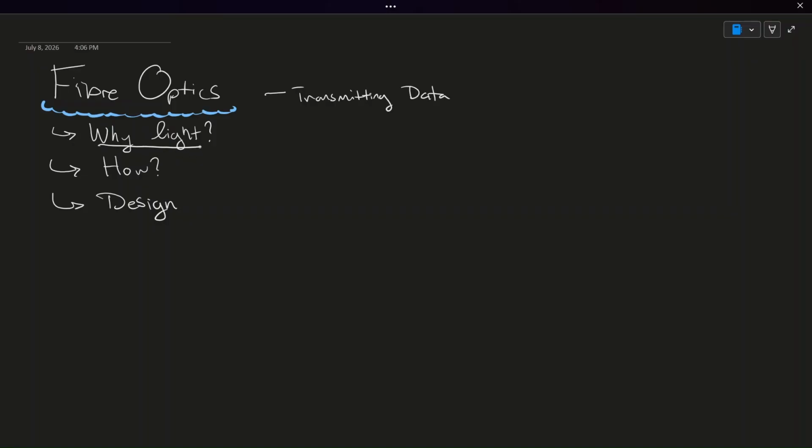So if you don't know, fiber optics uses light to deliver data. So why do we use light? How do we transmit light over such fast speeds and over such long distances without losing any power? And what are some design considerations from an engineering perspective when working with fiber optics and communications?